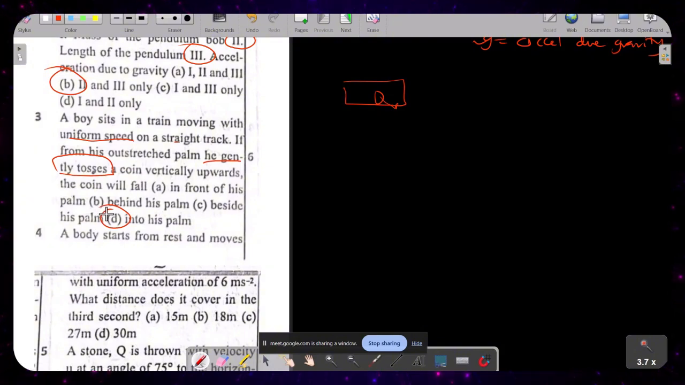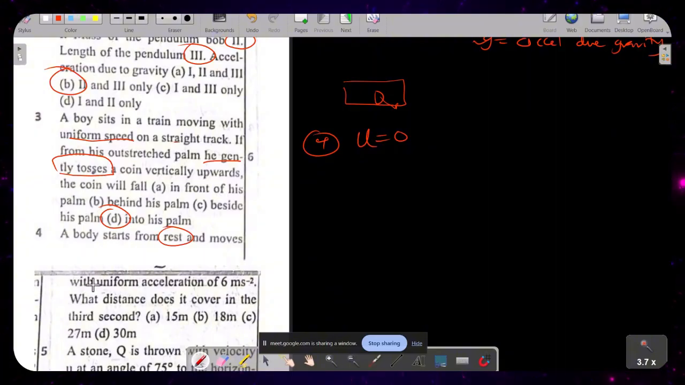Question number 4 says that a boy starts from rest. I always do one thing: anytime I hear the word rest, I will just say u is equal to 0. So I don't need to read other questions. First thing I do is rest, u is equal to 0. That's the first thing I'm going to do.